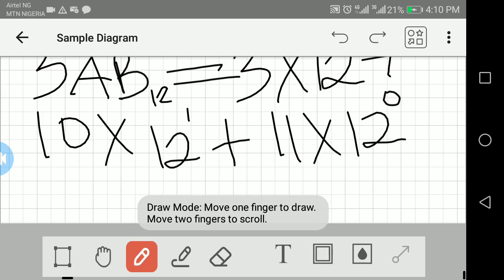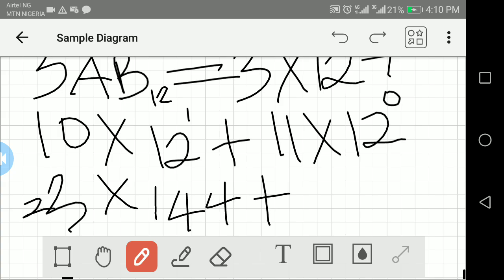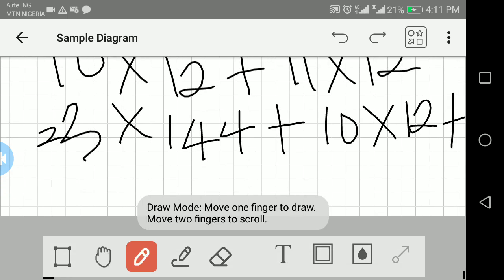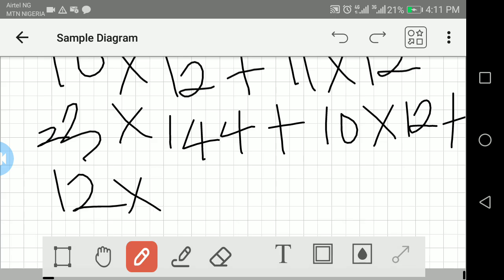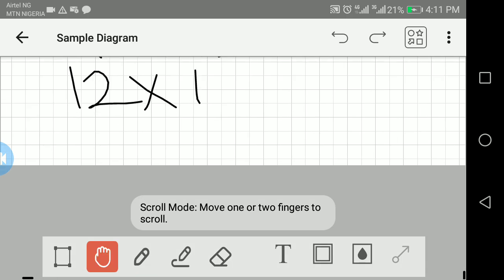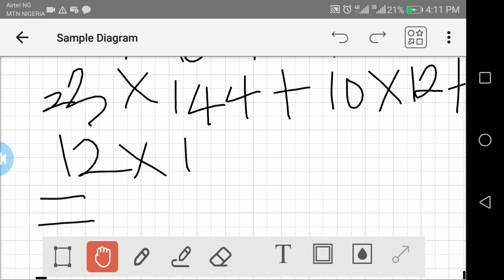All right, so 3 times 12 raised to the power of 2: 12 times 12 is 144, so that is 3 times 144, plus 10 times 12 to the power of 1, which is 12, plus 11 times 12 to the power of 0, which is 1, because any number to the power of 0 is 1. So let's carry on.